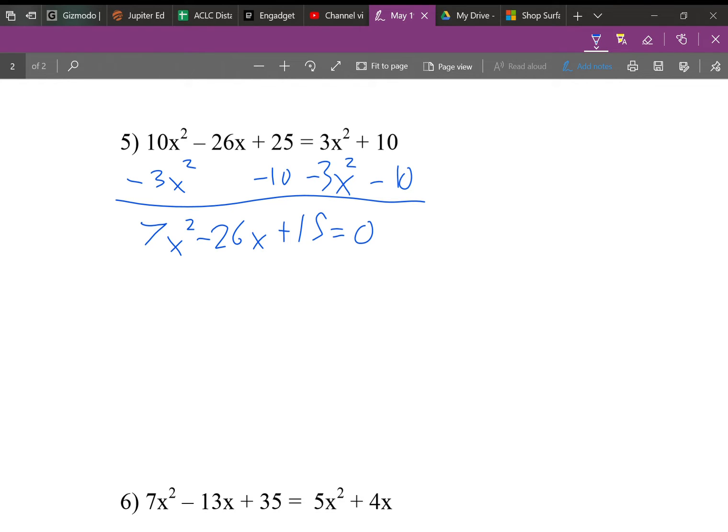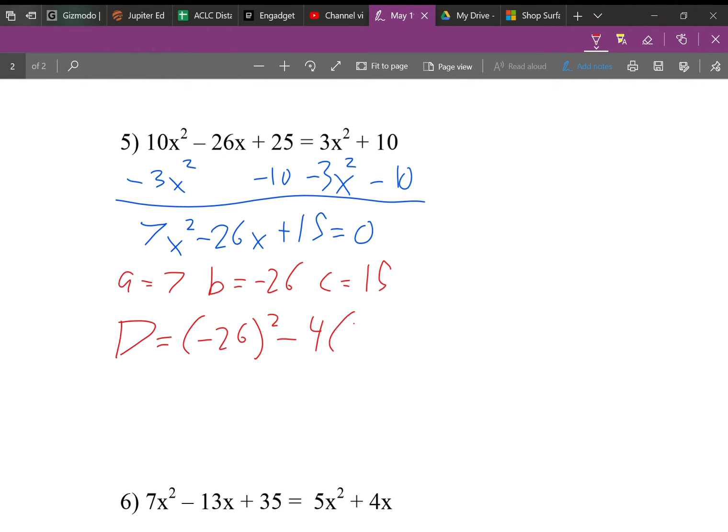So now that that's set up, let's go ahead and find our discriminant. I have a equal to 7 here. B is equal to negative 26. C is equal to positive 15. So for the discriminant, I'm going to have b squared, so negative 26 squared, minus 4 times a, which is 7, times c, which is 15.